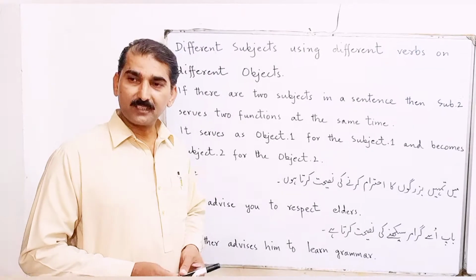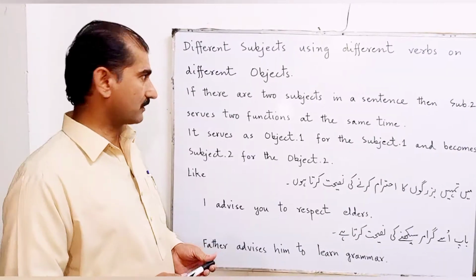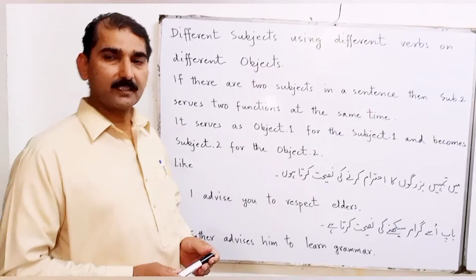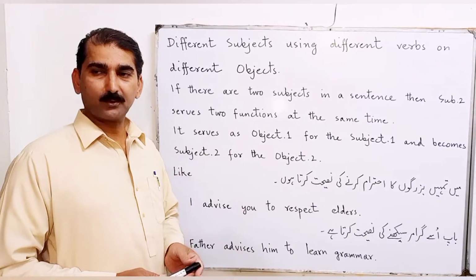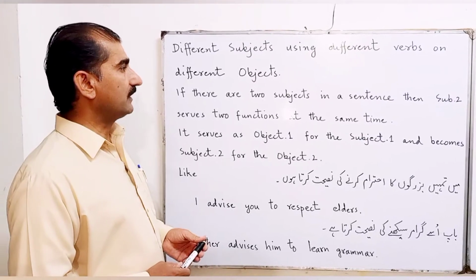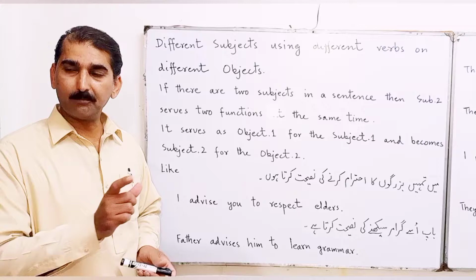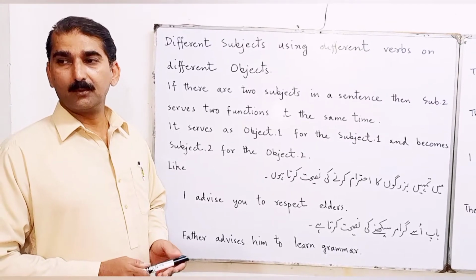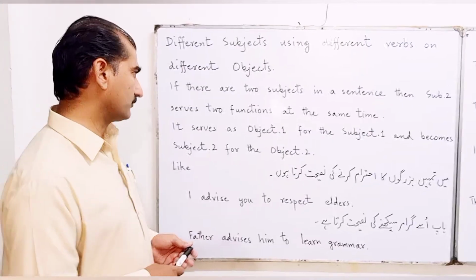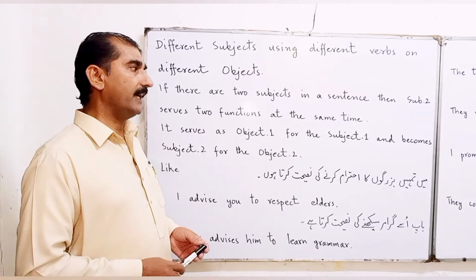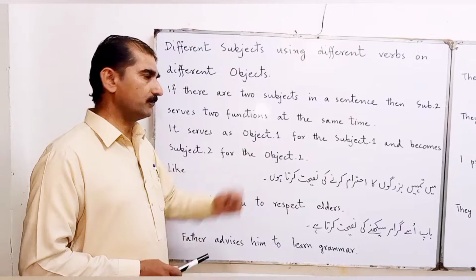different subjects using different verbs on different objects. If there are two subjects in a sentence, अगर किसी फिक्रे में दो subjects हो, then subject second serves two functions at the same time. तो जो फाइल नंबर 2 हमारा होता है वो बैक वक्त दो काम अंजाम देता है. It serves as object 1 for the subject 1 and becomes subject 2 for the object 2.